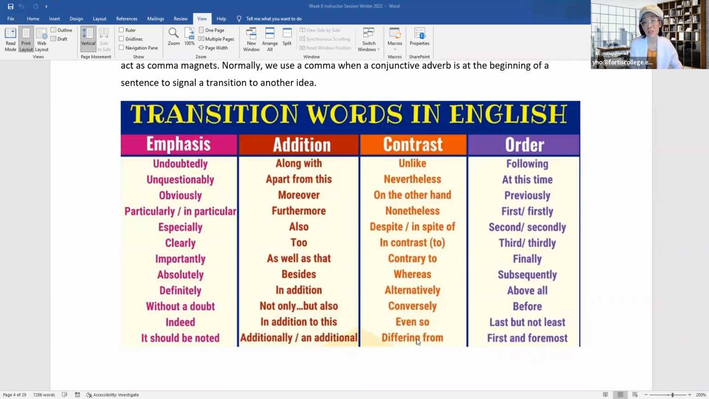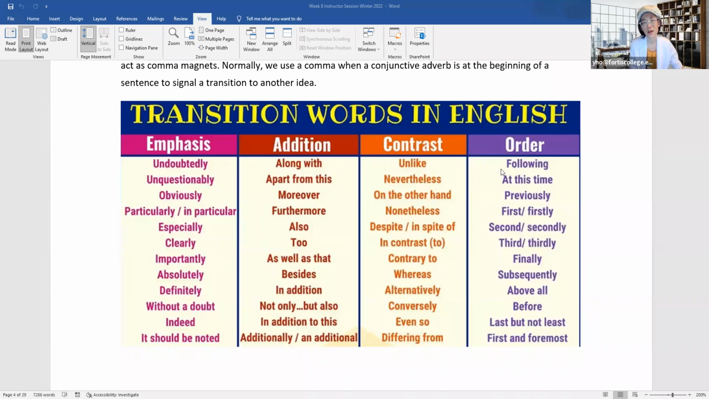Here are different ways of saying but. You have unlike, nevertheless, on the other hand. So Mary, unlike John, is rich. John is rich, nevertheless, Mary is poor. So you get the idea. So you could show contrast instead of saying but. Instead of saying so, you can use all of these kinds of words.